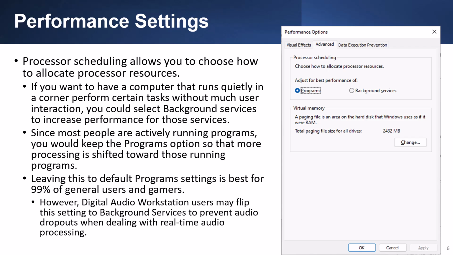Processor scheduling allows you to choose how to allocate processor resources. If you want a computer that runs quietly in a corner and performs certain tasks without much user interaction, you would select Background services to increase performance for those services. Since most people are actively running programs, you would keep the Programs option so that more processing is shifted toward those running programs. Leaving this at the default Programs setting is best for 99% of general users and gamers. However, digital audio workstation users may flip this setting to Background services to prevent audio dropouts when dealing with real-time audio processing.